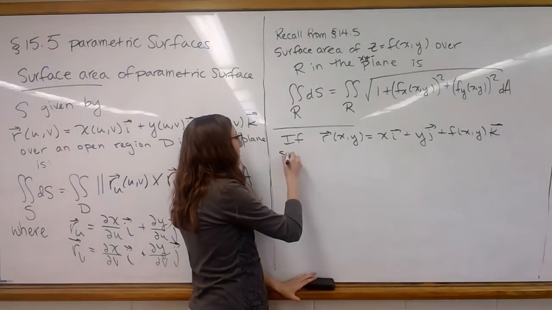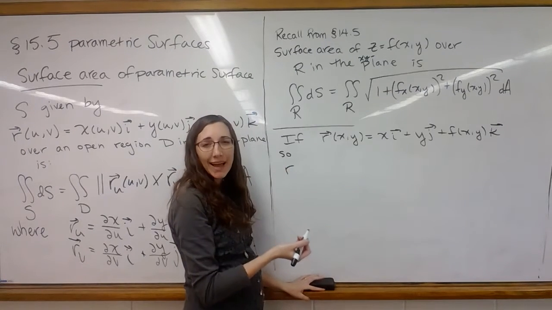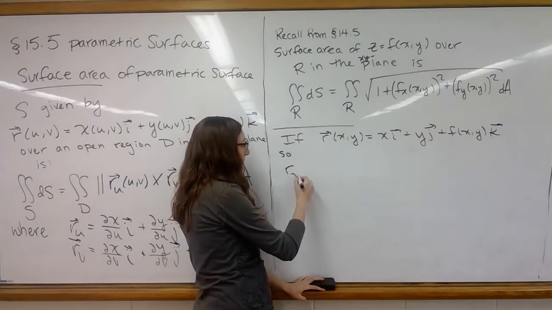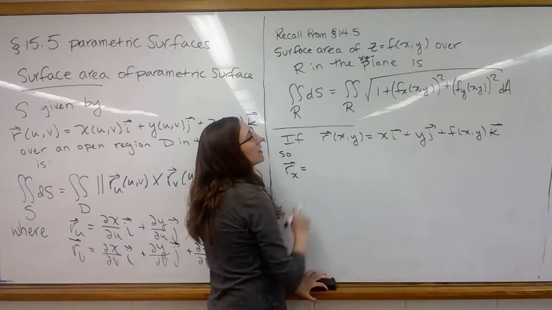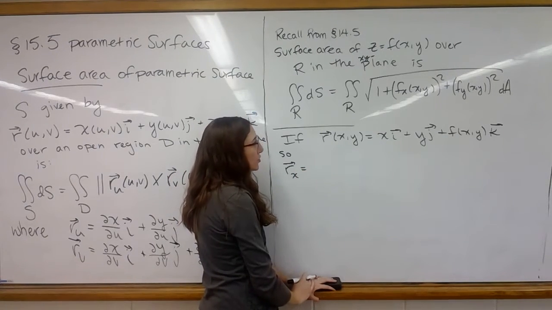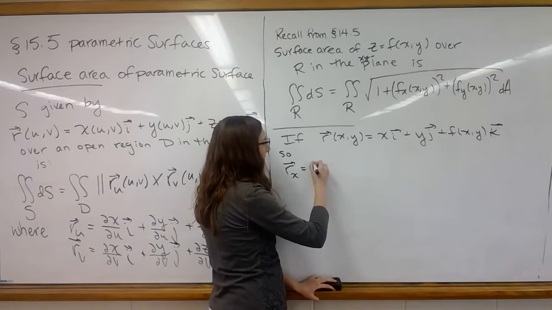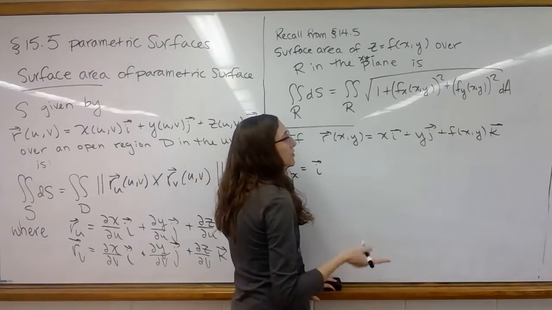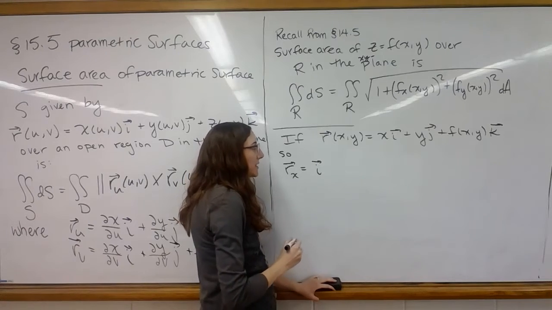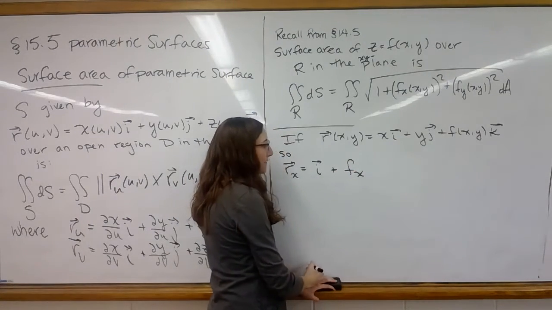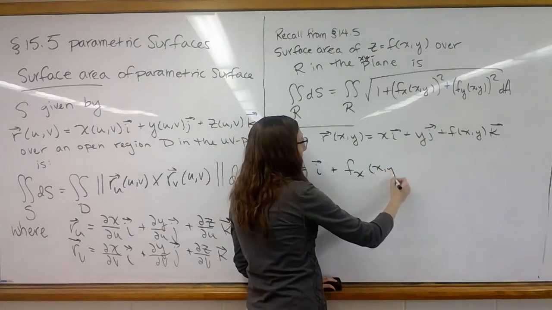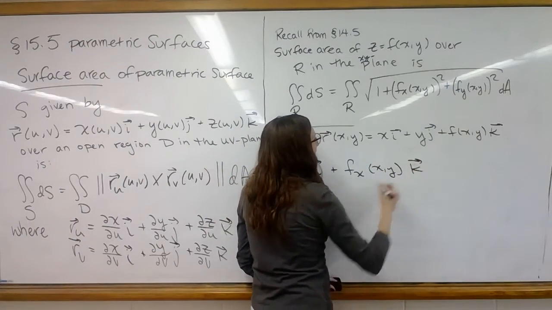So r sub, in this case I don't have u's and v's, I have x's and y's, so I'll do r sub x. So r sub x is going to be, we'll have a partial derivative of 1 on i, so we'll have i. y will just go to 0, so the j component drops out, and then we'll just have the partial derivative of f. So f sub x of xy times k.